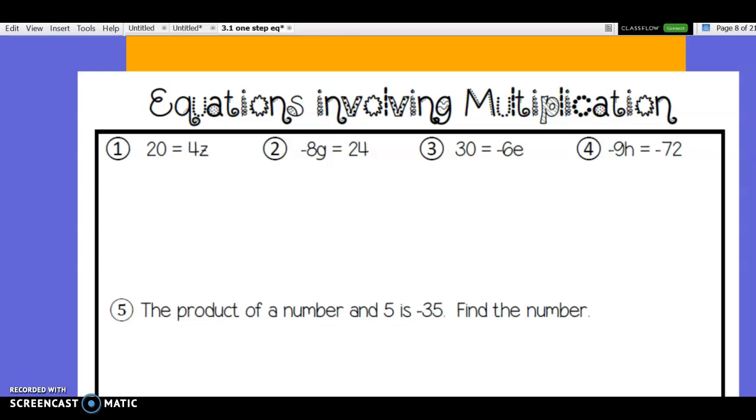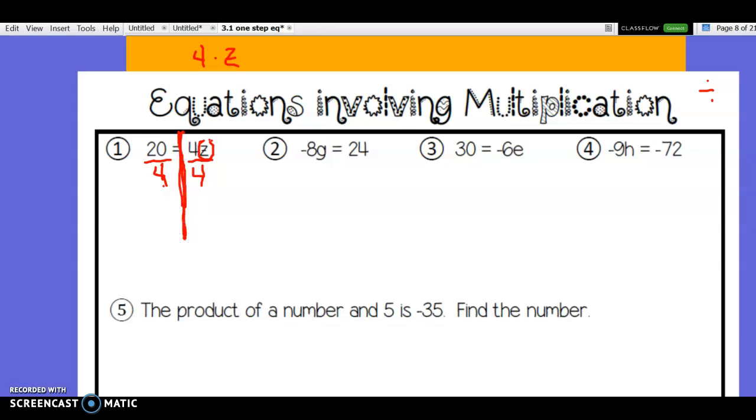The next problems I'm going to show you are equations that involve multiplication. Remember, the opposite of multiplication is division. So in number 1, if I want to get this letter z all by itself, I have to undo the fact that this 4 is being multiplied by z. Remember, when we don't put a symbol, it means they're multiplied. So to undo 4 being multiplied by z, I have to divide by 4. And what I do to one side of the equation, I do to the other. So you're going to draw your line, show me you're dividing by 4 on both sides.